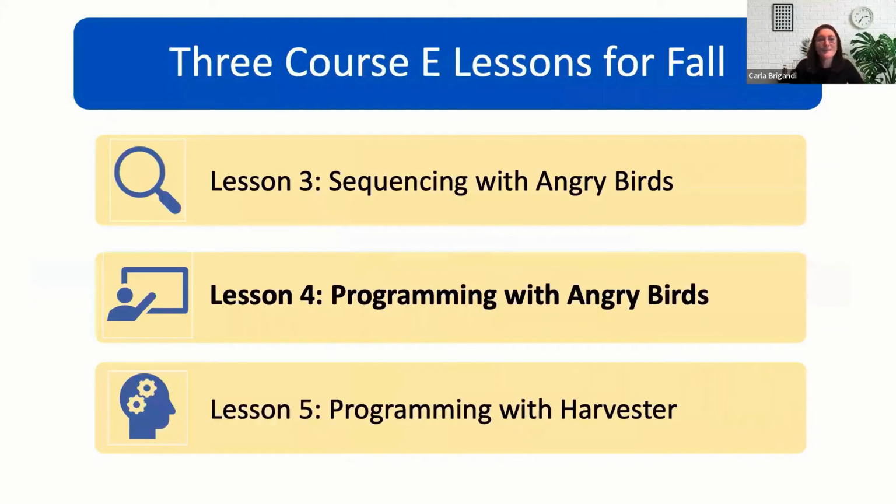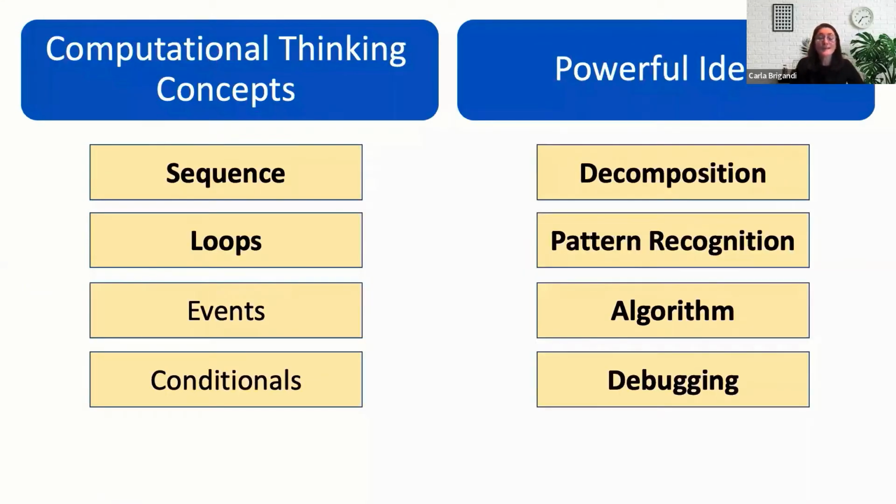The 3 lessons we're asking you to teach were Lesson 3, Sequencing with Angry Birds. This one is Lesson 4, Programming with Angry Birds. And next we'll do Lesson 5, Programming with Harvester. Again, we're going to reinforce some of the same computational thinking concepts and powerful ideas that we did in your last video, but we are also additionally going to add loops and pattern recognition.